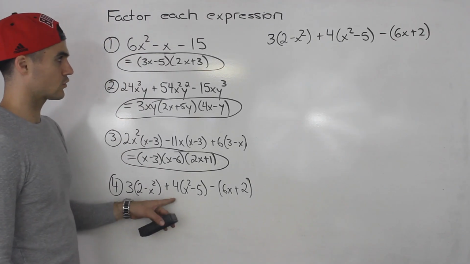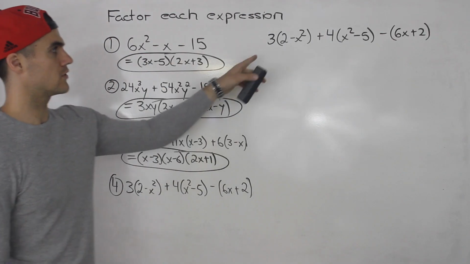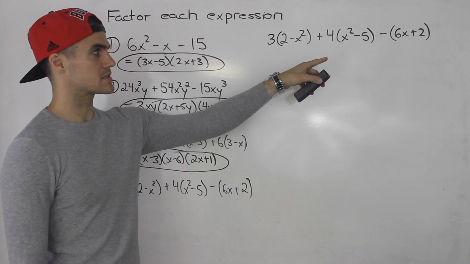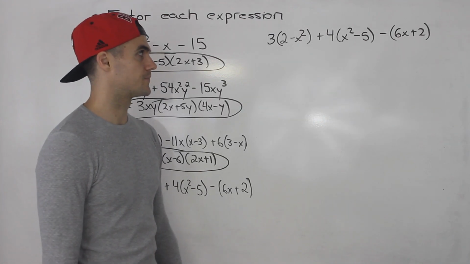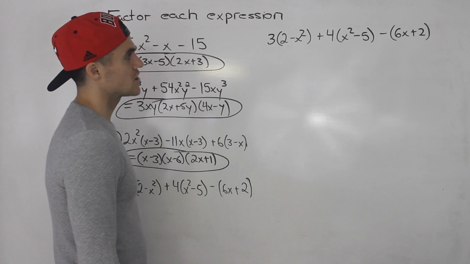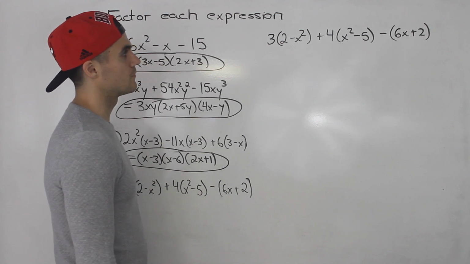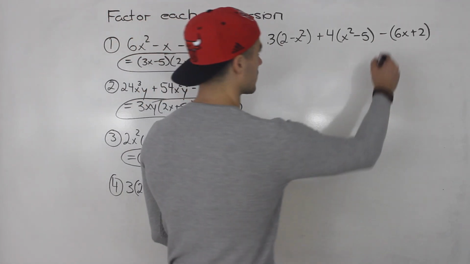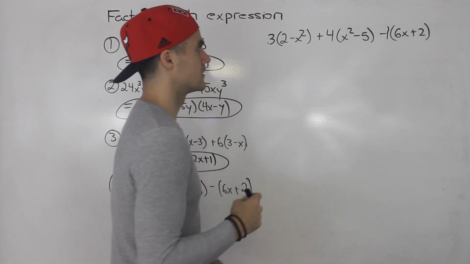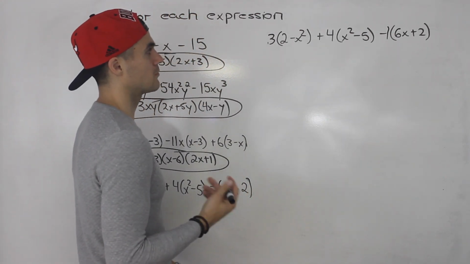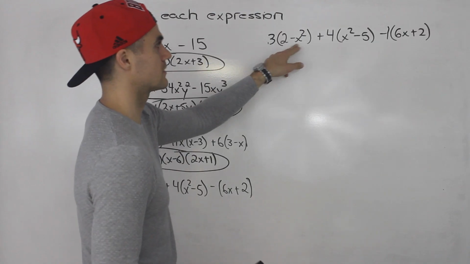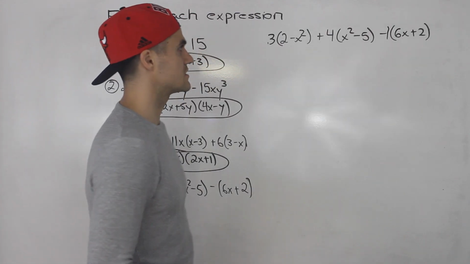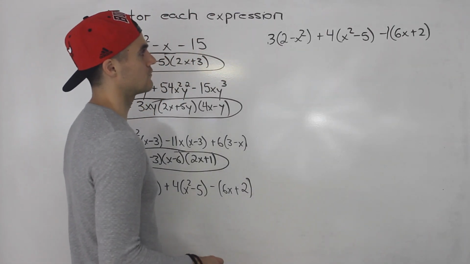And then finally, the fourth question I rewrote up there. We got 3 bracket 2 minus x squared plus 4 bracket x squared minus 5 minus bracket 6x plus 2. So first thing you check is, can you factor anything out? Well, notice we can't factor out any numbers. So we have 3, 4, and then over here we have like a negative 1. So nothing we could factor out from there. What about the brackets? We got 2 minus x squared, x squared minus 5, and then 6x plus 2. So all those brackets are different. Can't really factor anything out of those.